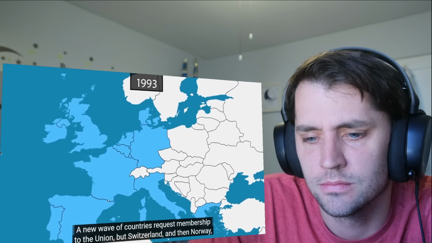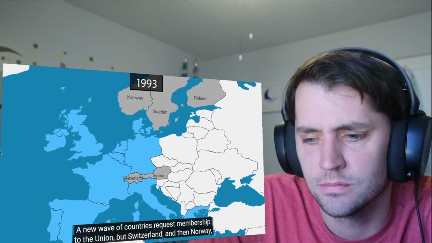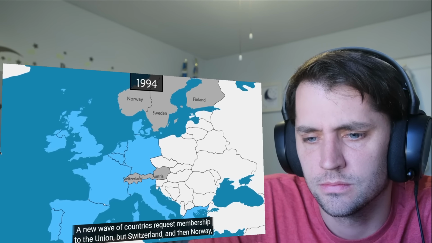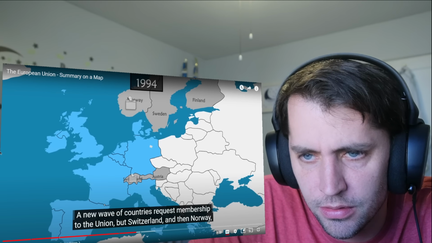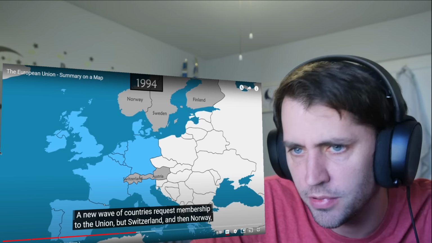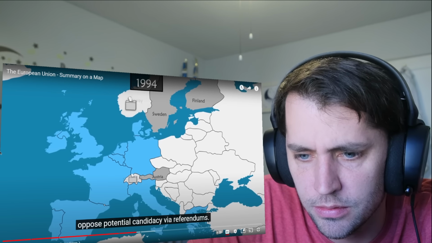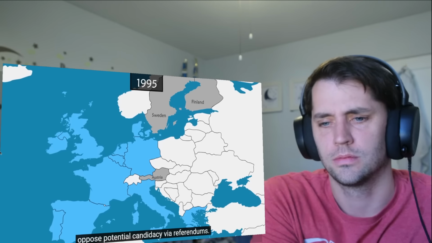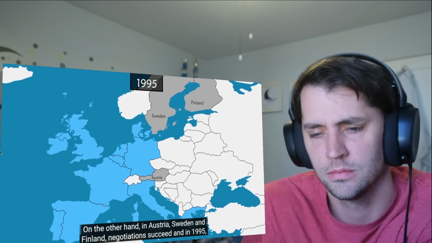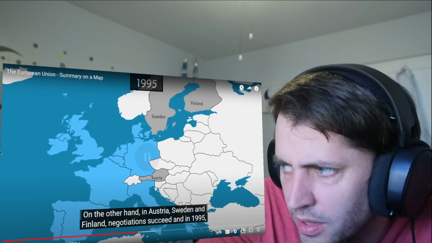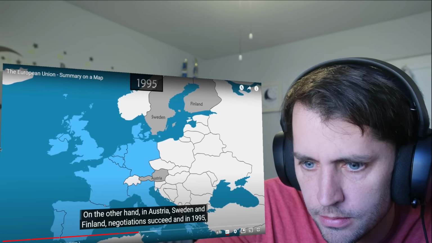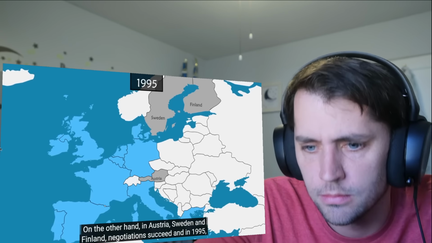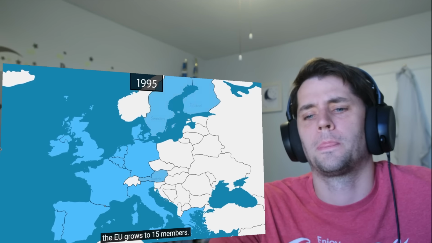A new wave of countries request membership to the Union, but Switzerland and then Norway oppose potential candidacy via referendums. That's crazy. Switzerland wasn't in the EU all the way up till here. On the other hand, in Austria, Sweden, and Finland, negotiations succeed, and in 1995, the EU grows to 15 members.